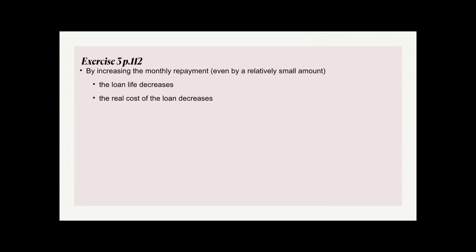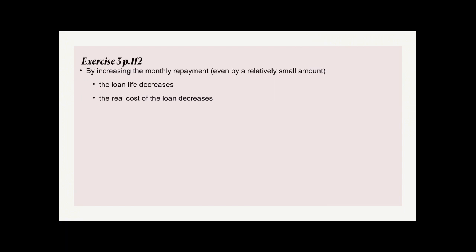In exercise 3, we just investigated what happened by increasing the monthly repayment, and we saw that there's quite a difference. There's a noticeable difference even if you're increasing your monthly repayment by 100 Rand. The loan life decreases, and then obviously the real cost of the loan decreases.